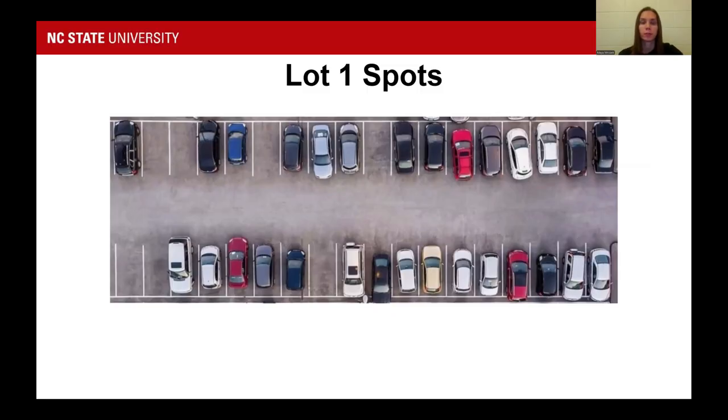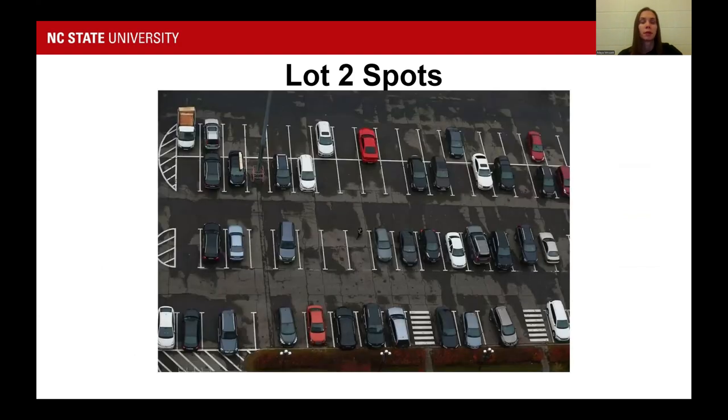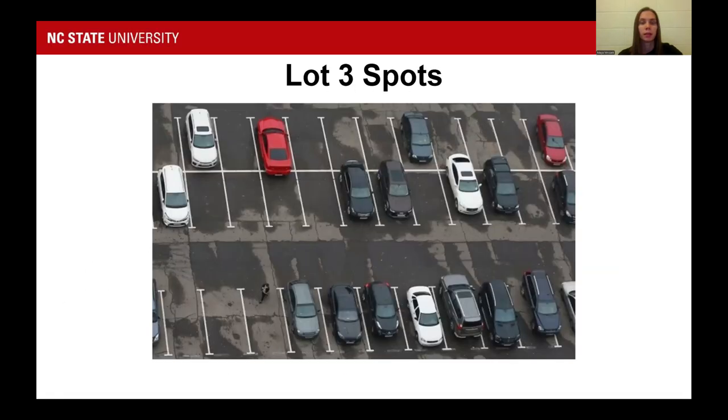Here we have an overview of how the four lots we used performed. So this is the image of what the lot looked like, and then the numbers where it is identifying empty versus non-empty spots, but not always the correct number. Lot 2 was more overhead, but a slight angle. And then lot 3 had some wet spots on the ground, which we wanted to look at because the parking lot will not always be even colored.